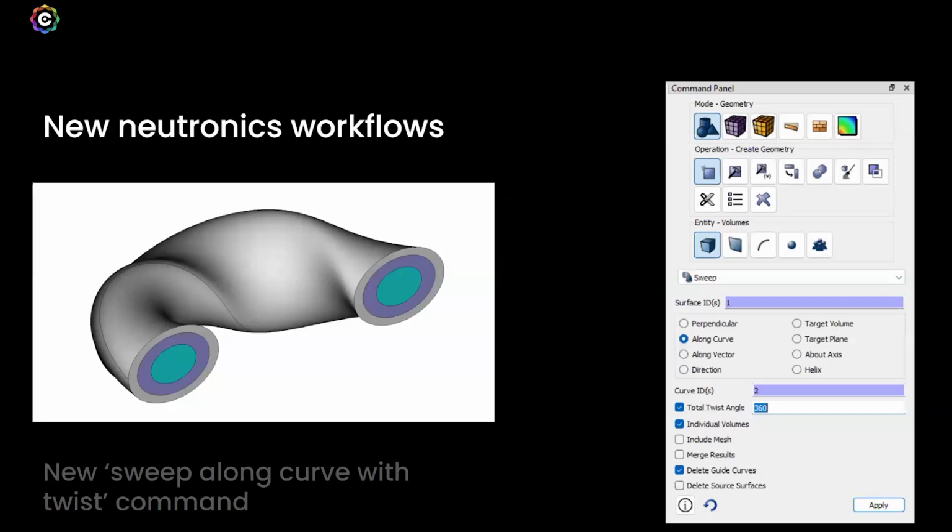I also mentioned this new command we specifically designed it for stellarators. So this is kind of the shape of plasma in a stellarator. But you may find this command useful for other geometries. In the GUI, there's now this additional option for sweeping a surface along a curve to include a total twist angle. And so in this case, there were 3 surfaces here, being able to twist each of them around that curve and with that twist.